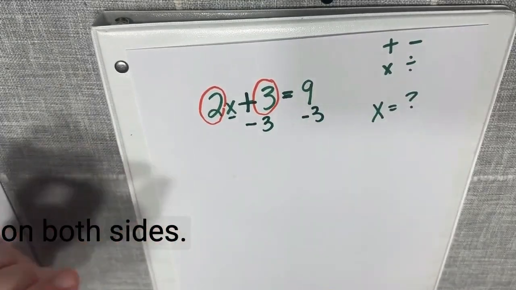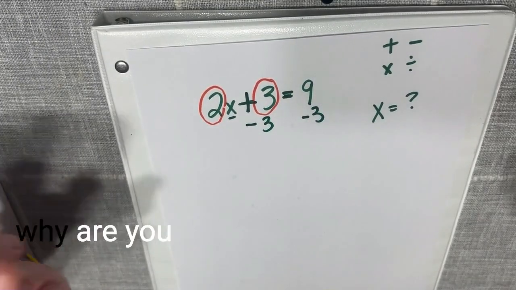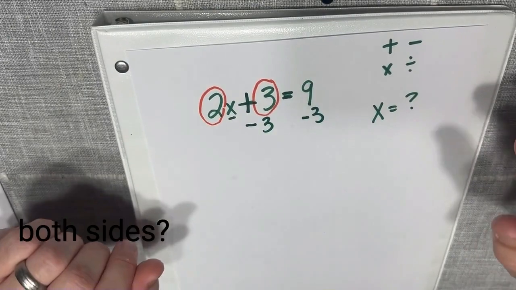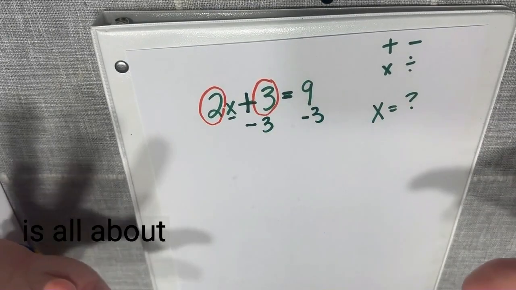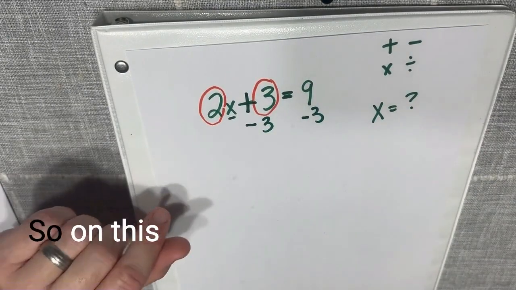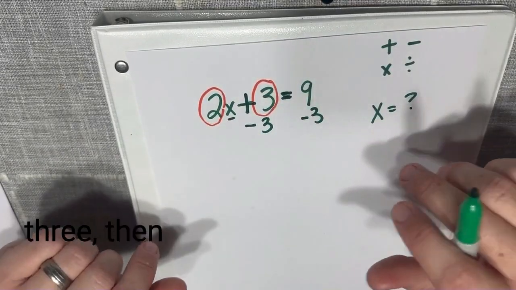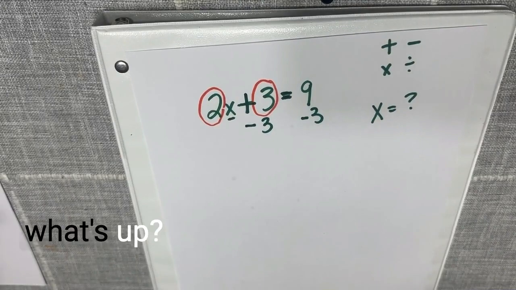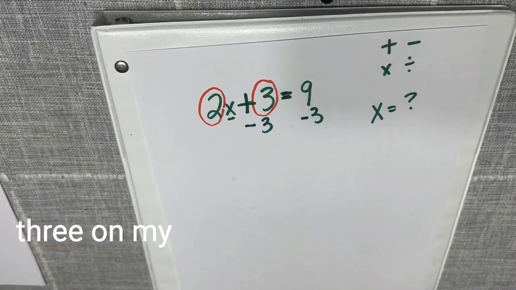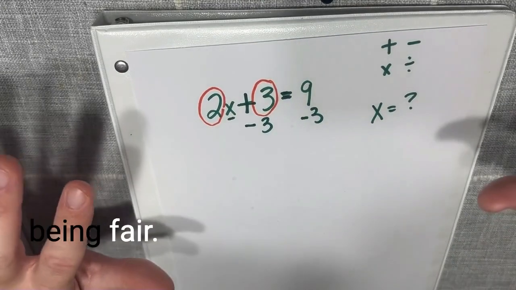Now, a lot of people say, Coach Jon, wait, why are you subtracting 3 on both sides? The thing about math is it's all about being fair. So on this equal sign, if the left side of the equal sign is subtracting 3, then the right side of the equal sign is going to be like, bro, what's up? You subtracted 3 over there. You got to subtract 3 on my side too. So it's all about being fair.